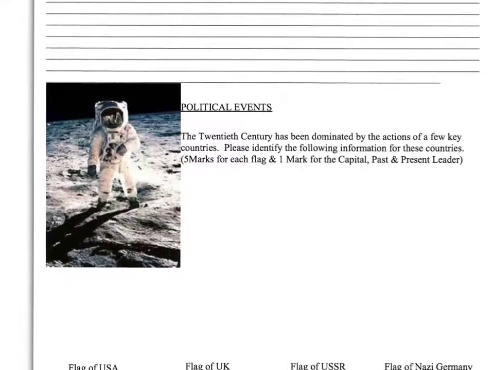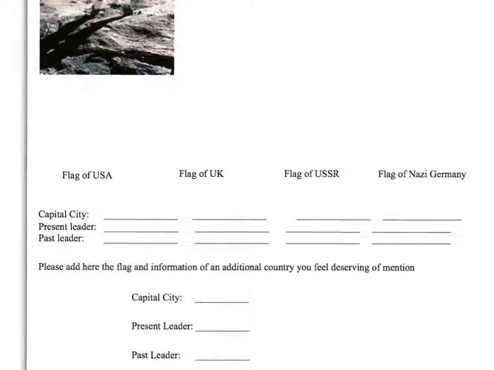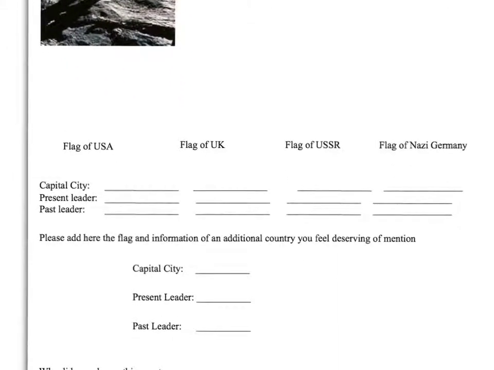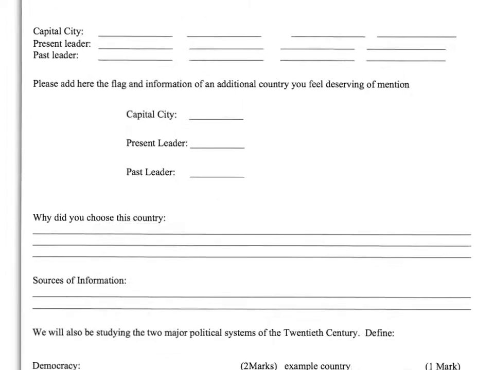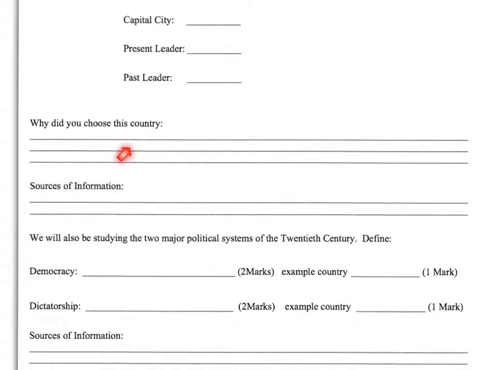Moving on, we want to look at some political events of the 20th century. What I would like in this particular activity here is the flag of the United States, of the UK, of the Soviet Union, and of Nazi Germany, and the information on their city, leaders at present, where appropriate, and their past leaders. Follow this up with a country that you think is worthy of merit in the 20th century for what it may have done, for both good or bad, and filling out the information on that particular country. An explanation of why you've made the choice would also be appropriate. And that can be filled out here.